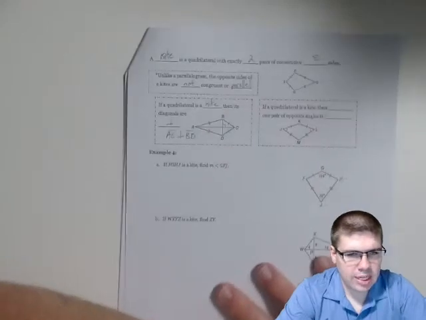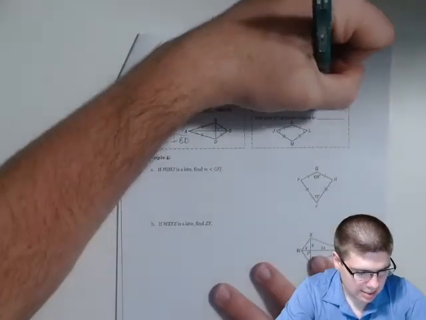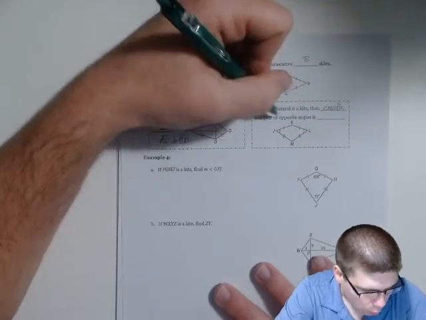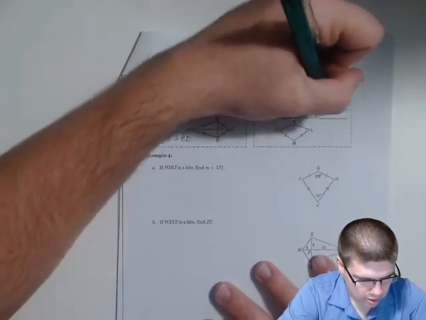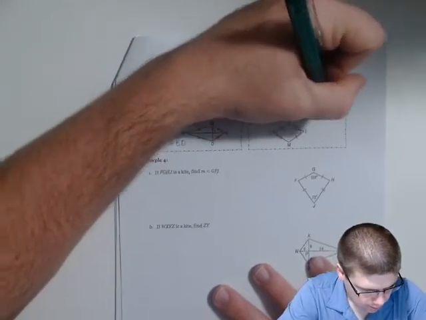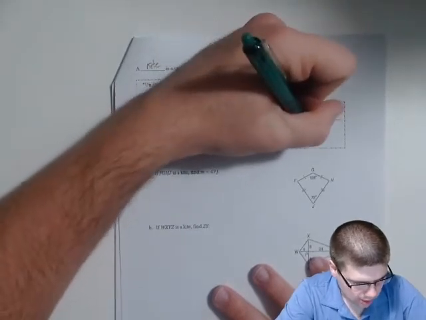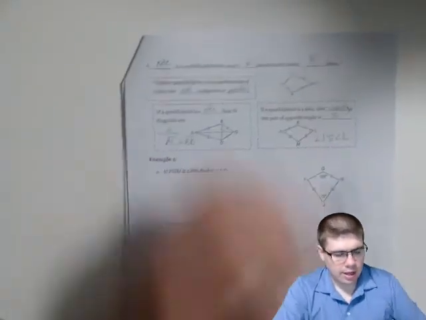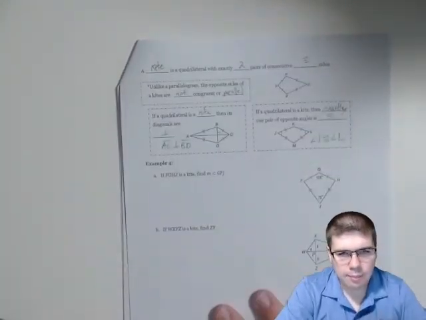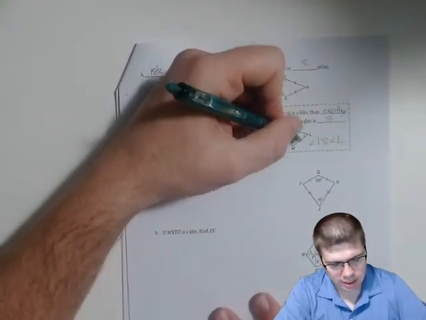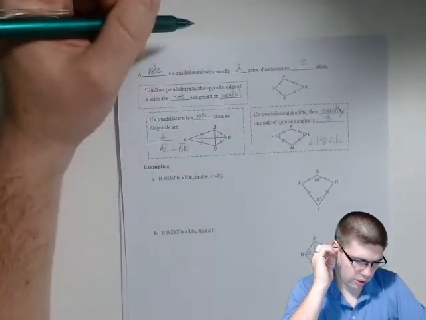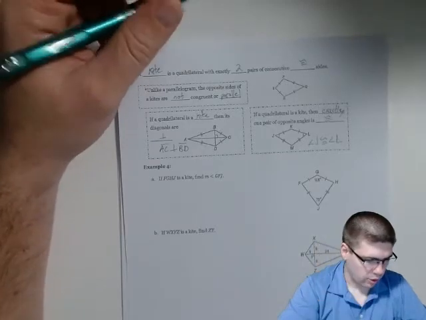If a quadrilateral is a kite, then exactly 1 pair of opposite angles is congruent. Exactly. So here we've got angle J congruent to angle L. And so it'll be the pair that's between the consecutive sides that aren't congruent to each other. Those angles across from each other, the opposite angles, will be congruent to each other.